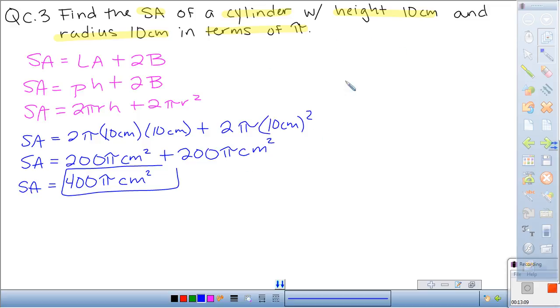What if, however, they had given us the diameter? Let's say they had told us the diameter was 20 centimeters. Simply remember that radius is always half of that, and radius is 10 centimeters. Just make sure you're paying attention that if they give you diameter, you have to cut it in half in order to get the radius to plug it into your formula.